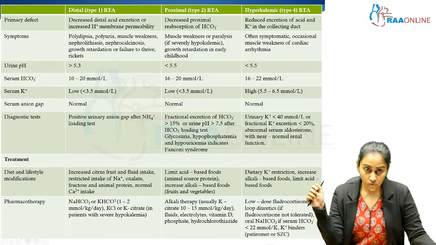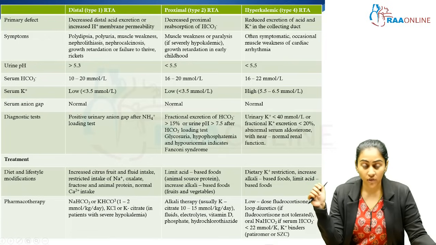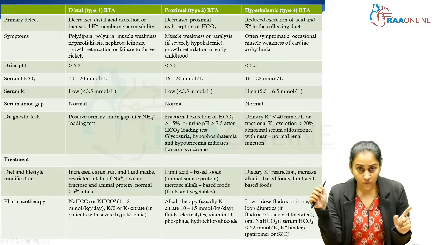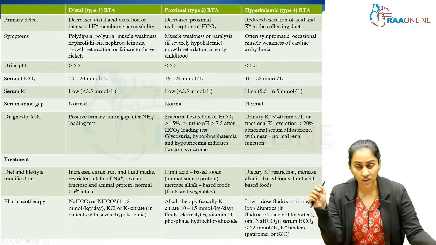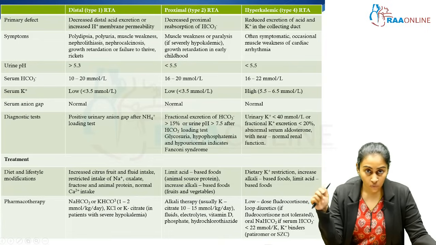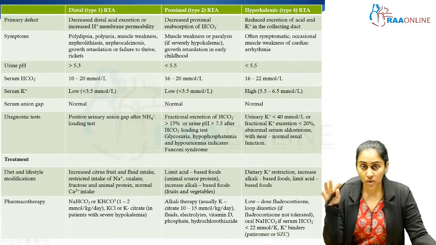Serum potassium is going to be low in the first two types of renal tubular acidosis and high in the type 4 renal tubular acidosis, and urine anion gap is going to be increased in patients with renal tubular acidosis. However, remember that I am only talking about the urine anion gap. When you look at the serum anion gap, that is going to be normal across all three types of renal tubular acidosis.